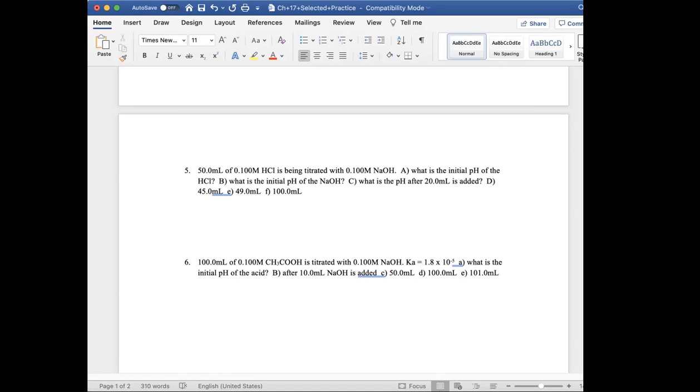Now what happens after we add 10 ml of NaOH? And then after 50 ml, after 100, right? You know what? We may not even have to use Henderson-Hasselbalch here. No, we actually don't have to, because this isn't a buffer. This is just a titration of a weak acid with a strong base. So we're just going to do it the same way we did the previous problem.